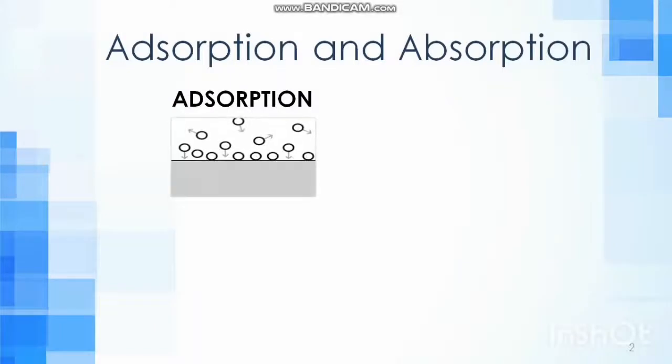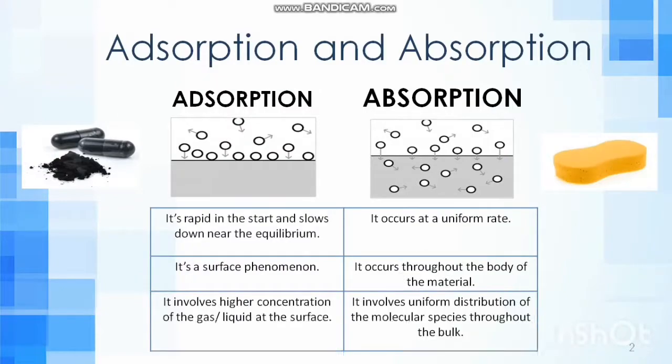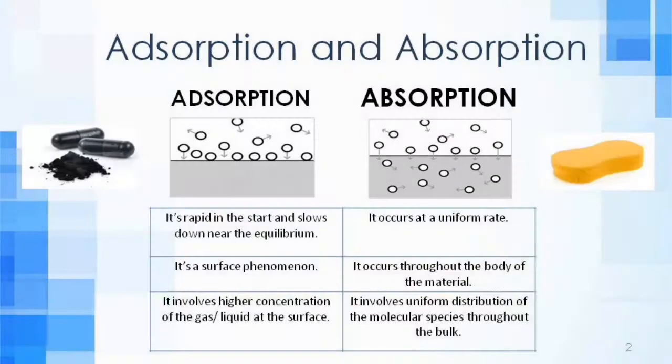The difference between adsorption and absorption. Adsorption: it's rapid in the start and slows down near the equilibrium. It's a surface phenomenon. It involves higher concentration of gas or liquid at the surface. Absorption: it occurs at a uniform rate. It occurs throughout the body of the material. It involves uniform distribution of molecular species throughout the bulk.